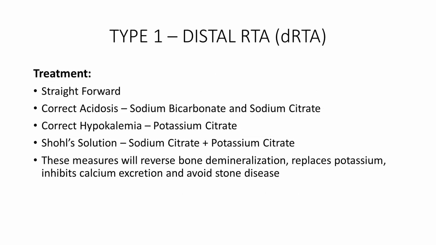Treatment of distal renal tubular acidosis is straightforward. You just have to correct acidosis by administration of sodium bicarbonate or sodium citrate. You have to correct hypokalemia, you can use potassium citrate. Salt solution is a good solution. You have to get it from the dispensing chemist. It consists of sodium citrate and potassium citrate. These measures will reverse the bone demineralization, replace potassium, inhibit calcium excretion, and avoid stone disease. In fact, in all forms of renal tubular acidosis, the mainstay of treatment is bicarbonate supplementation.